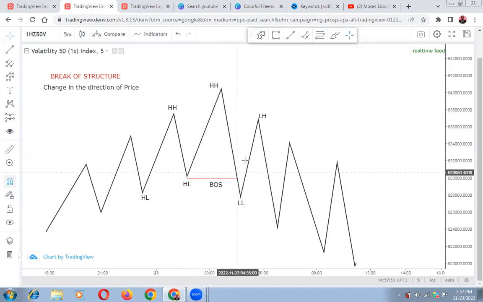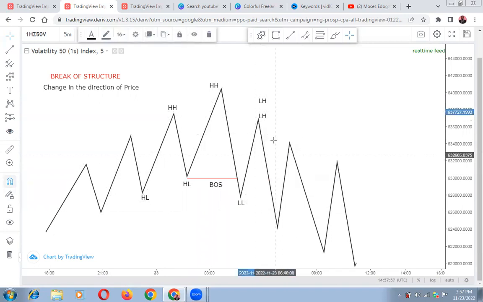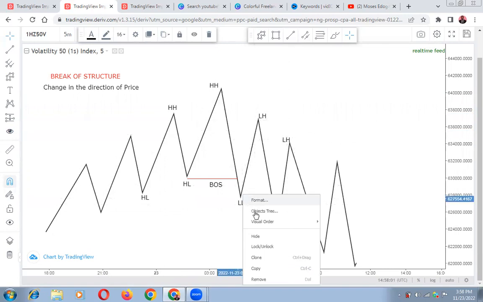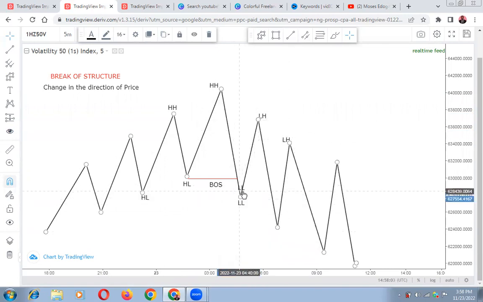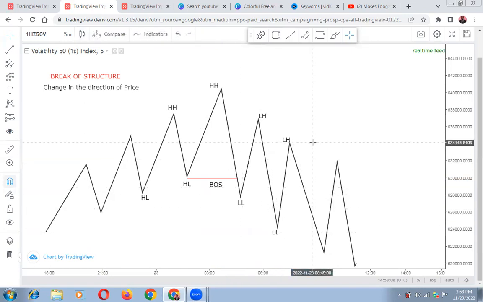All right, then price moves from here and begins to go in a different direction, giving a series of lower high, lower low, lower high, lower low. So this we call a break of structure. It signals the end of this bullish trend. This was the bullish trend, and price signals that it has come to an end, it's not going to continue in that direction.